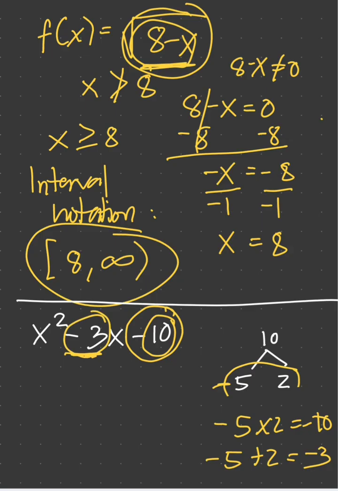Okay. So we can write this as x minus 5. We can factor this as x minus 5 times x plus 2. Now, you understand that? Alright, so let's move on to the next one. Can you go to the next page?